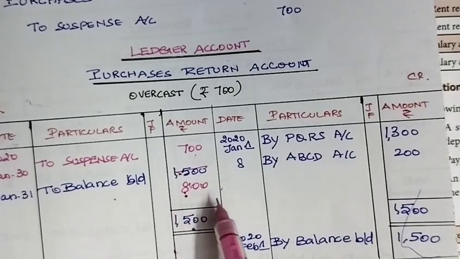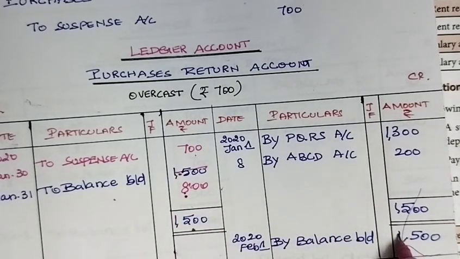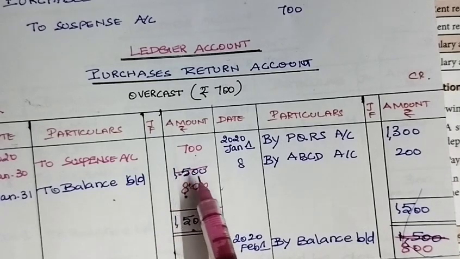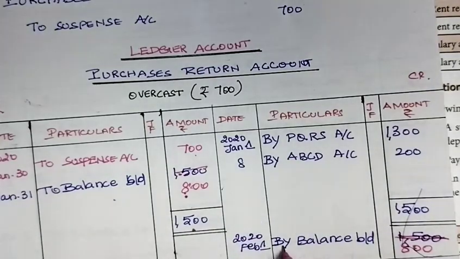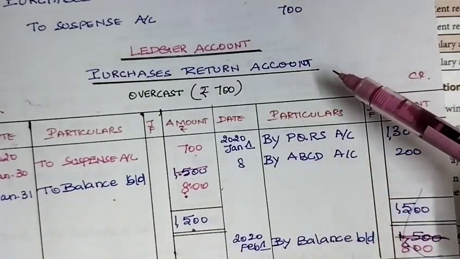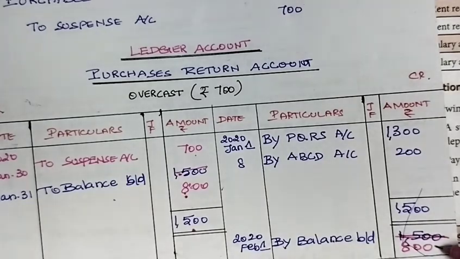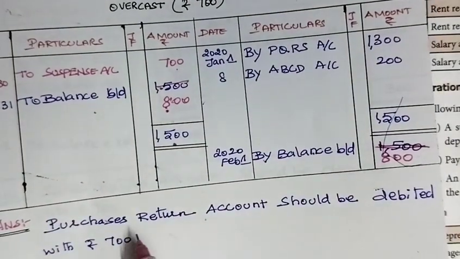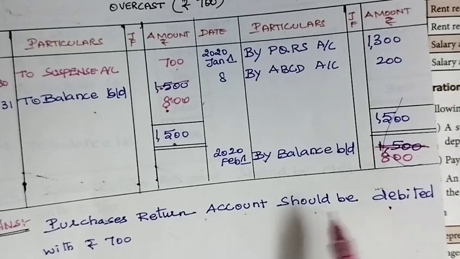Then you have to bring it down to the opposite side below the total. You have to strike out the 1500 and write 800 rupees here, because we have rectified that error. So the balance of the trial purchases return account is 800 rupees. So we debited the purchase. What is the answer? Purchases return account should be debited with 700 rupees.